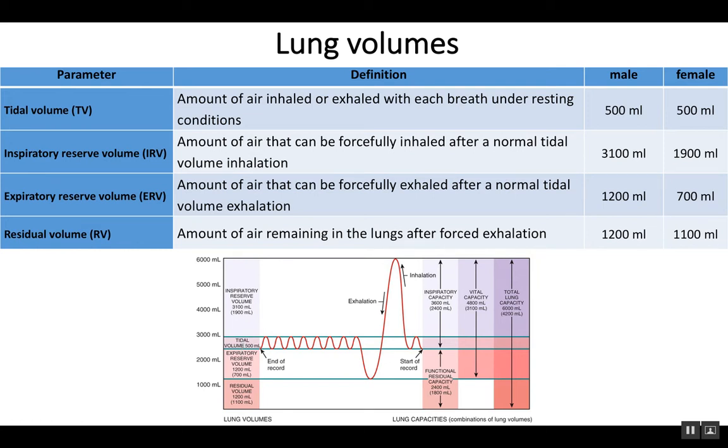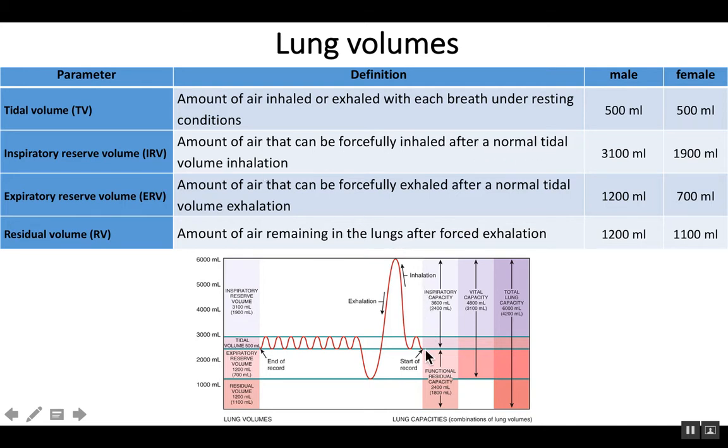Let's then imagine we take a deep breath. So after you breathe in the 500, how much more can you breathe in? That is known as inspiratory reserve volume. So how much do you have on reserve that you can breathe in after the 500? So by definition, this is the amount of air that can be forcefully inhaled after a normal tidal volume inhalation.